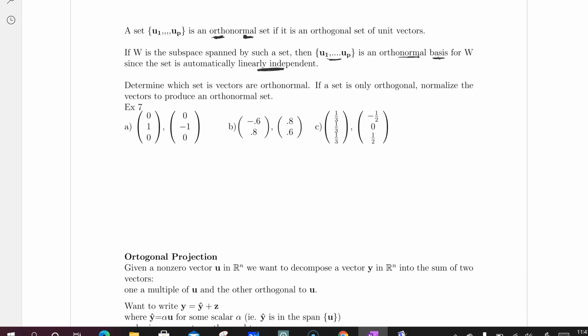Okay, so now I'm going to be talking about a set that is orthogonal and normal. Orthogonal means dot product is 0. Normal means of length 1, right? That's what the unit vector was.